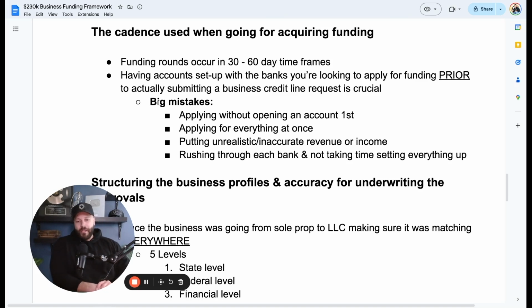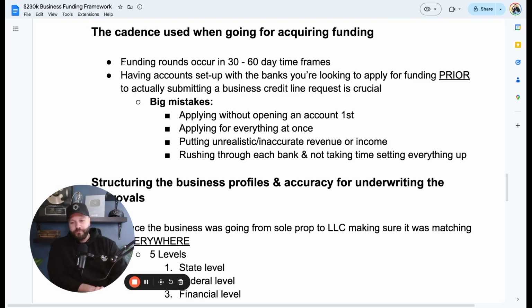Super important: the cadence used when acquiring funding. In other words, the timing of how you want to go through the process, how you want to set it up, meaning how you want to go through each application, and what you want to avoid along the way. I wanted to include both on here just because I think a lot of people screw it up, and I don't want you to be one of them.